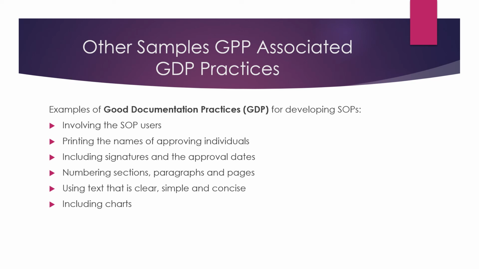But what's important is when you're designing these SOPs, you want to involve the SOP user. You want to make sure that, for example, your production SOPs that you are having documentation practices for involve the SOP users because they know what's going on. They're the ones who have to do the actual performing of the SOPs. Print the names of approving individuals, include signatures and approval dates, number sections, paragraphs, and pages. Use text that is clear, simple, and concise, and include charts. Have procedures for correcting errors.